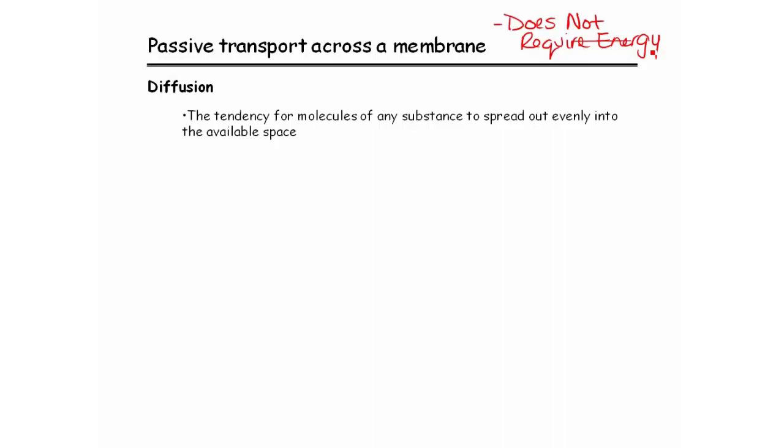Now this applies to any molecule. So all molecules want to spread out and take up the space that's available. When they do this, each molecule is going to move randomly, but the population of molecules is going to move what we call directionally.